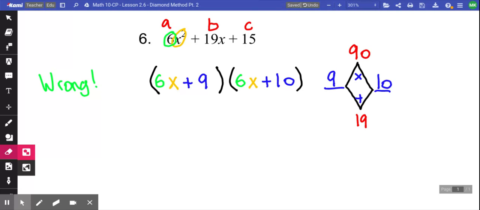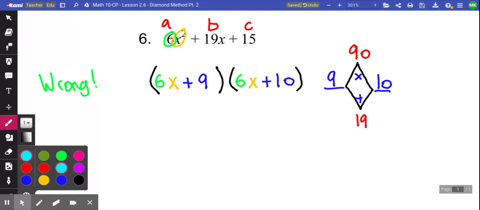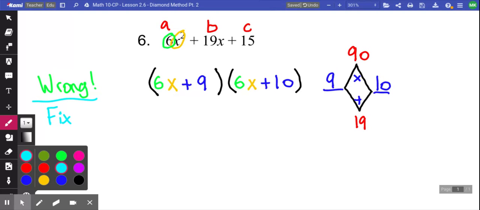Now, I have to go back to my binomials, and I need to fix this, right? I need to fix that mistake. I fix it by dividing one of these by 6. But now we got a problem. This one doesn't divide by 6 because 9 divided by 6 doesn't work. And this one doesn't divide by 6 because 10 divided by 6 doesn't work.